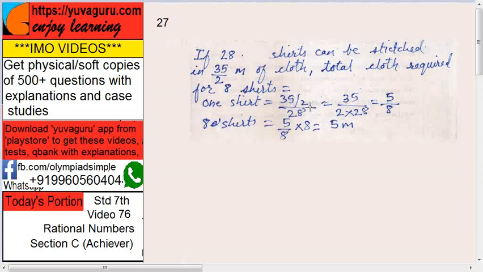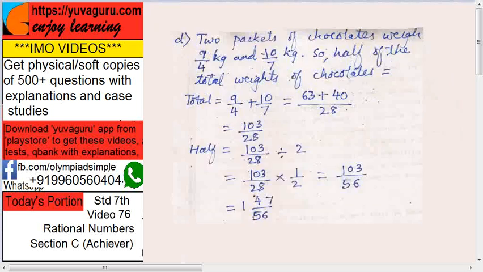We have done these calculations many times earlier. That's why I have not given the stress on this. 2 packets of chocolates weigh 9/4 kg and 10/7 kg each. So half of the total weight of the chocolates is quite simple. First add the 2, get the total weight, then half it. So total is 9/4 + 10/7.